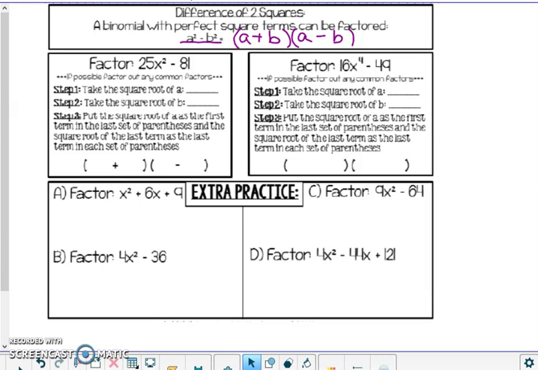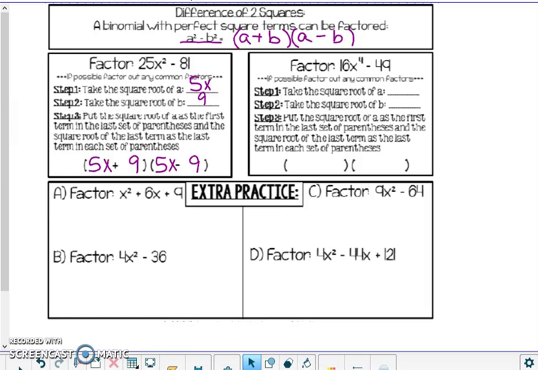Now, the first example we have here is to factor 25x squared minus 81. And it does say, if possible, factor out any common factors. In these ones that we have here, none of them have any common factors. So what we'll do is we will go ahead and show you a few examples as well. So step 1 is find the square root of a. So we have 25x squared, and that factors to 5x. And we have 81, and the square root of 81 is 9. And then all we do is fill in the blanks. 5x plus 9, 5x minus 9.